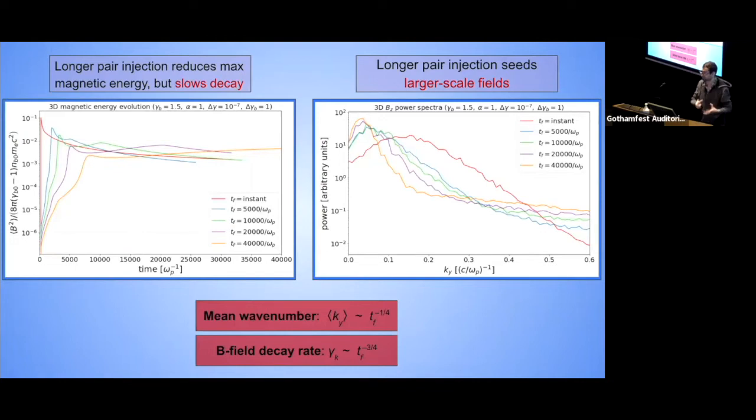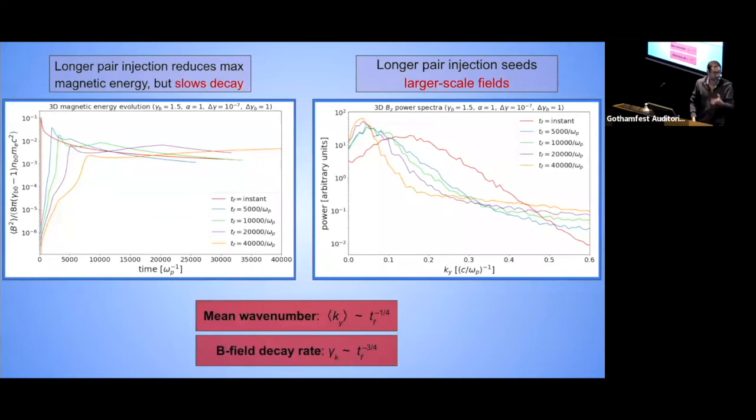And so we know that larger scale fields decay slower than smaller scale fields. So we get these nice scaling relations for the mean wave number and the decay rate of magnetic fields in terms of this injection duration. And this will allow us to nicely extrapolate the results from our simulations to the properties of realistic gamma ray bursts.